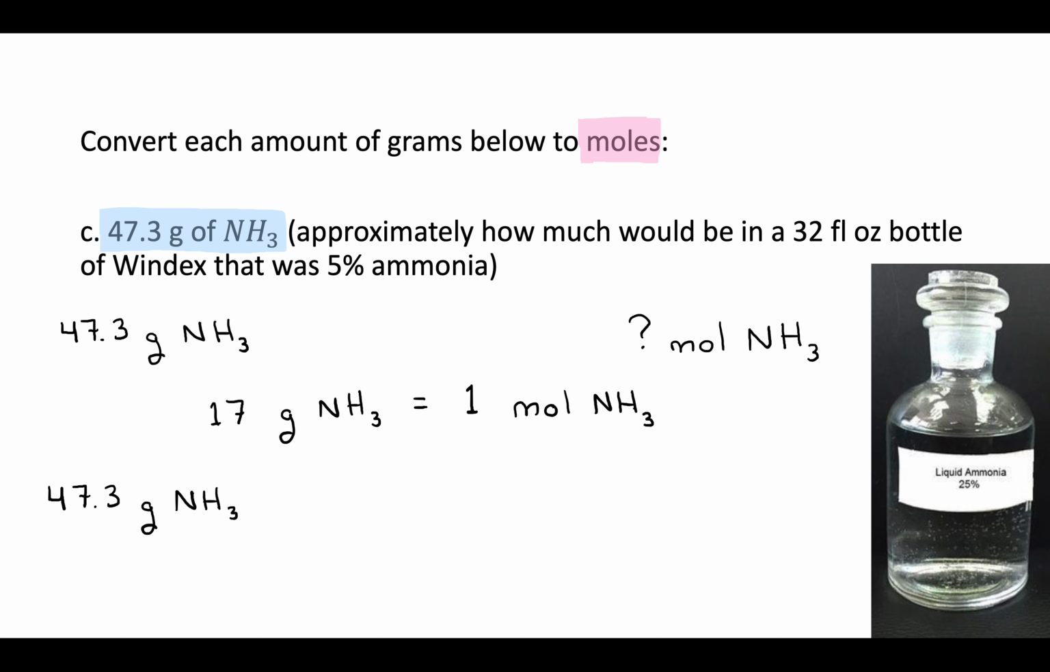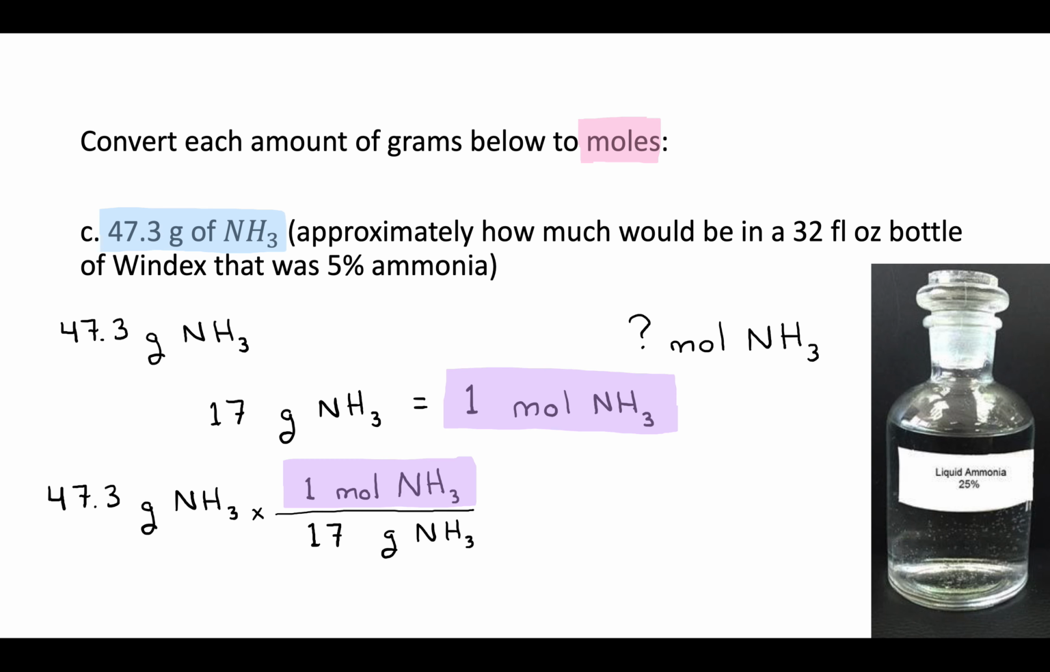Now we can take the number they give us, 47.3 grams of NH3, write a multiplication sign, fraction bar, and put the units that we start with on the bottom of the fraction so that they'll cancel out. And we're going to fill that fraction in with the conversion factor. Next to grams of NH3 goes the number 17. Going over the fraction bar is like going across the equal sign, and on top you'll have 1 mole of NH3, or ammonia. Grams of ammonia cancel out, and we are left with moles of ammonia.